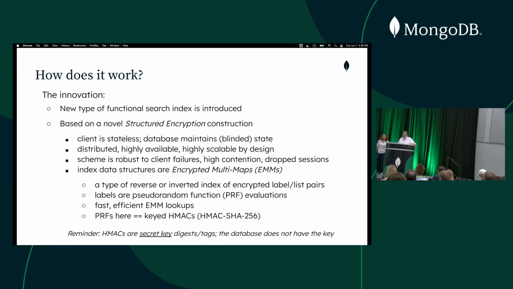One of the key data structures is something called an encrypted multi-map. Basically, think of it as a type of reverse or inverted index with encrypted labeled list pairs. We use pseudo-random function evaluations. In this case, when we say PRFs, we're referring to keyed HMACs. And so it makes for really fast, efficient EMM lookups. And again, just to remember, HMACs are secret keyed digest tags. The database never has access to that key.